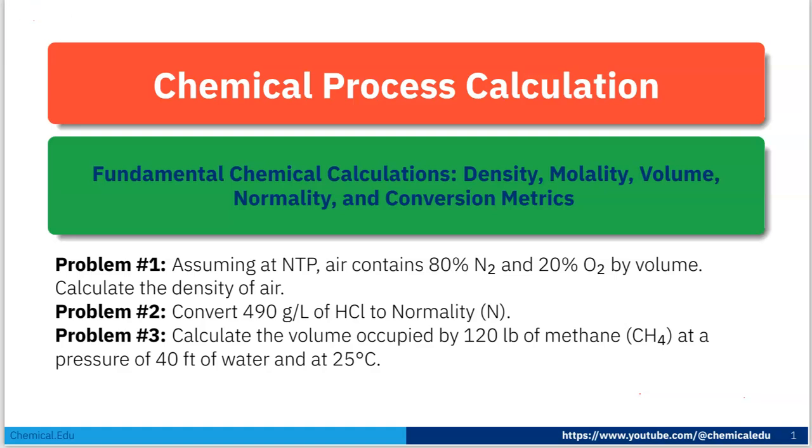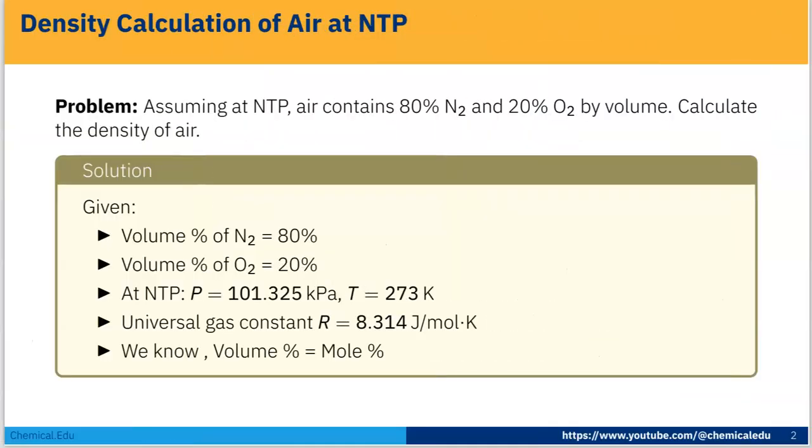Today I'll solve some numerical problems related to density, molality, volume, normality and conversion matrix. So here is the problem statement. Assuming at NTP air contains 80% nitrogen and 20% oxygen by volume, calculate the density of air.